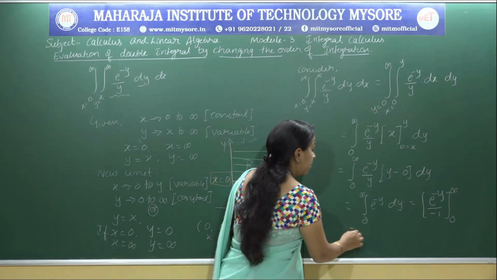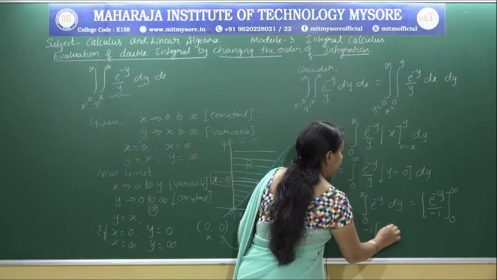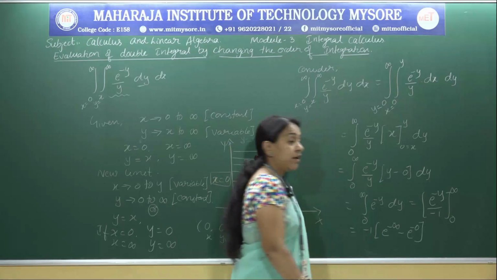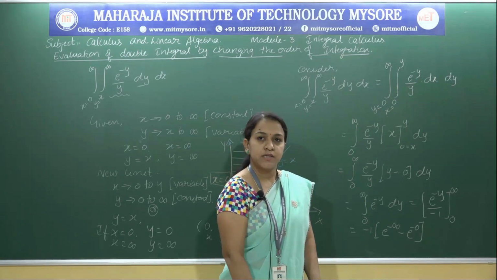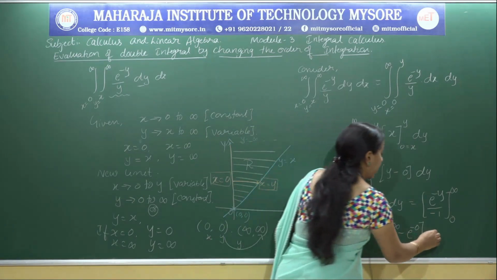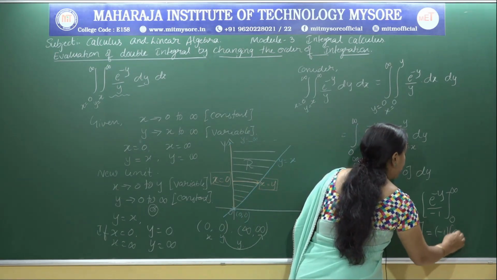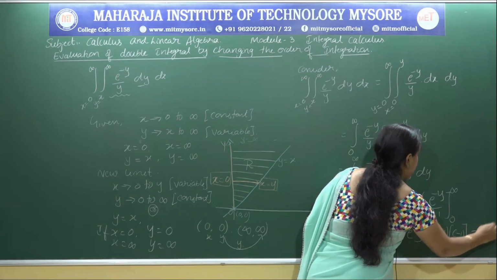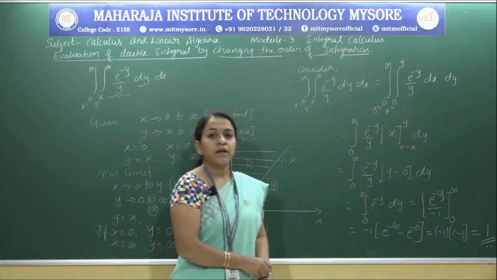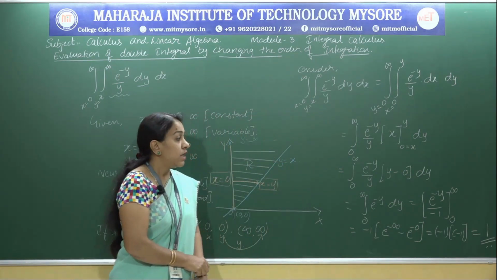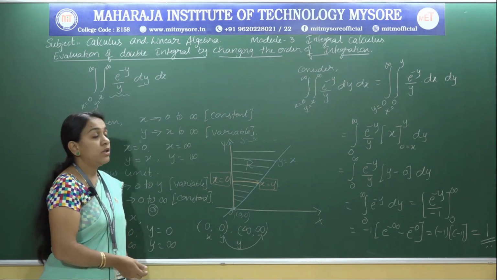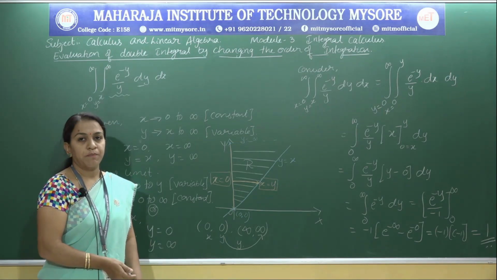Now, apply the limit: minus 1 common, e power minus infinity minus e power 0. We know that e power minus infinity is 0 and e power 0 is 1. So, we have minus 1 into minus 1. So, our answer is 1. So, we can easily evaluate the given double integral by changing the order of integration.